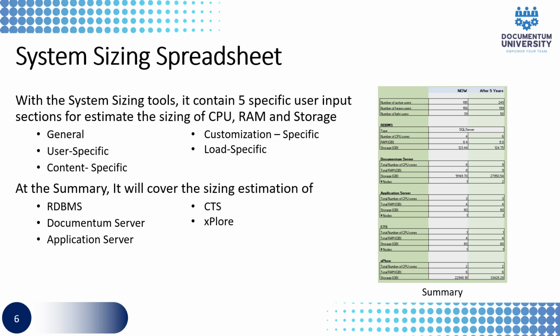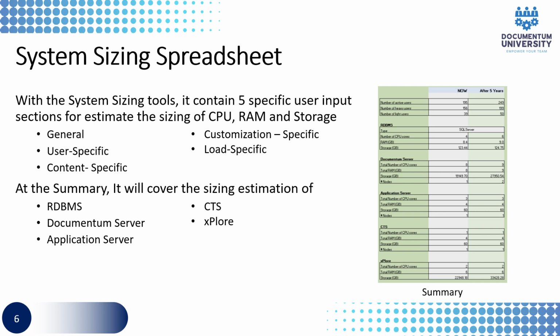In the content-specific section, users input information about the types and sizes of the documents that will be stored in the system. In the customization-specific section, users input information about any customizations that will be added to the system. Finally, in the load-specific section, users input information about the expected usage load on the system. Once all the necessary information has been entered into the spreadsheet, the summary page will provide an estimate of the sizing requirements for the various components of the Documentum system.